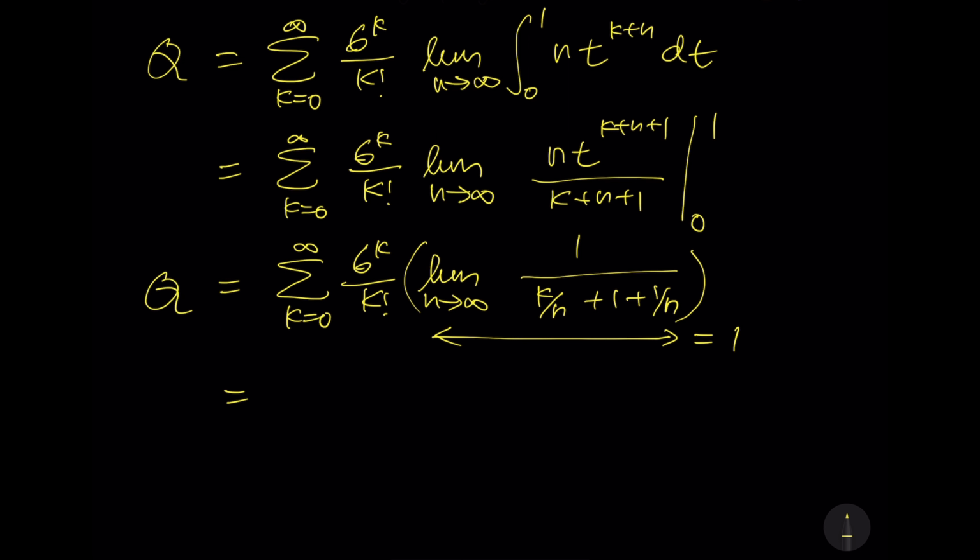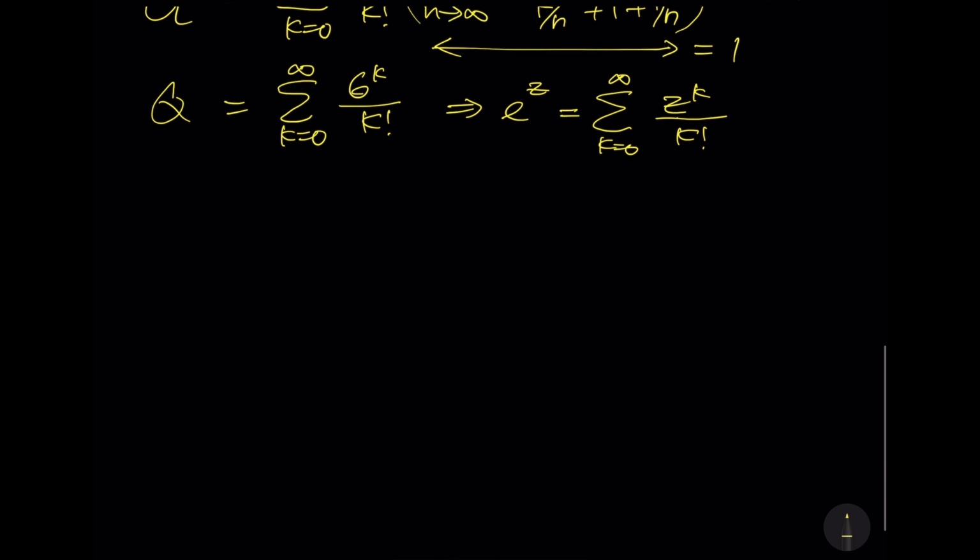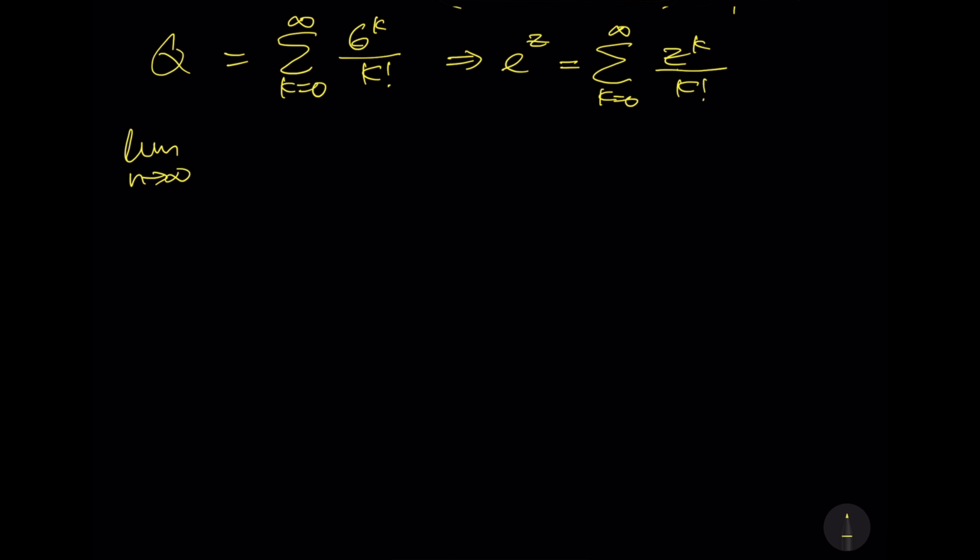Therefore, we have a very simple Q which equals the summation k equals 0 until infinity of 6 to the power k divided by k factorial. We know that e to the power z equals the summation k equals 0 until infinity of z to the power k over k factorial, which means in this case, z equals 6. We are now at the conclusion of this video. The final answer of this question is e to the power 6.